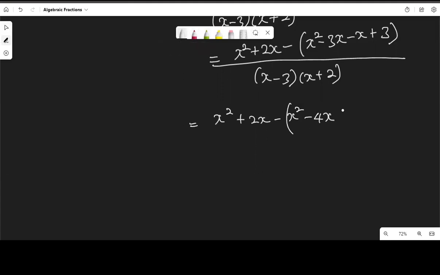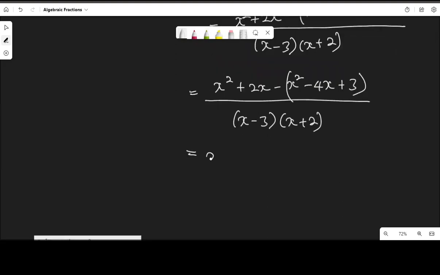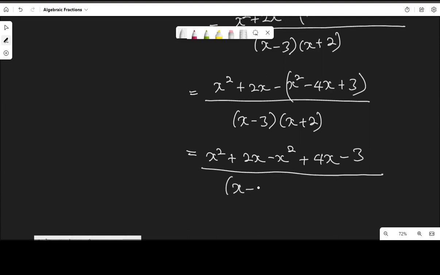Minus 4s plus 3 all over s minus 3 and s plus 2. That will be s squared plus 2s, minus times this is minus, and minus times minus 4s is plus 4s, minus times plus is minus, all over s minus 3 and s plus 2.